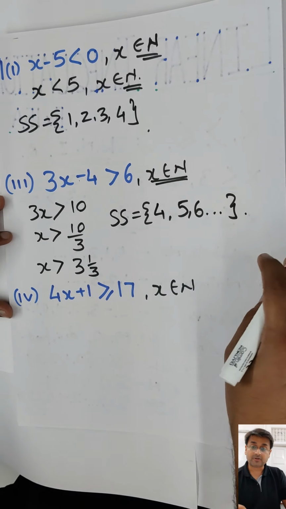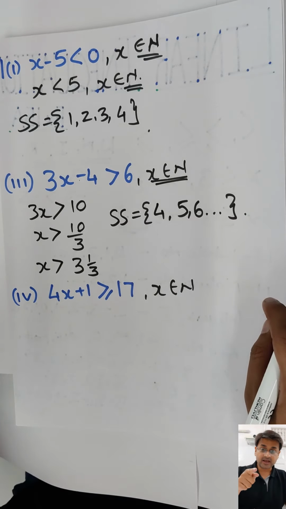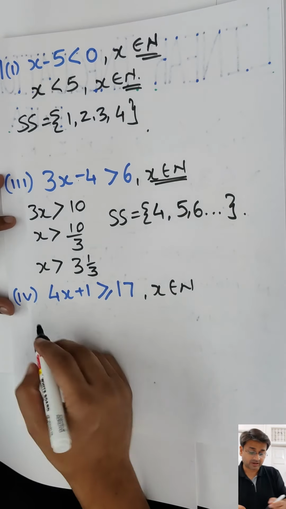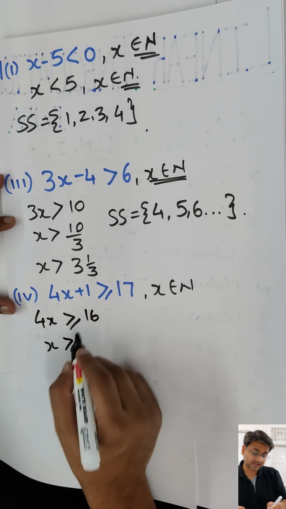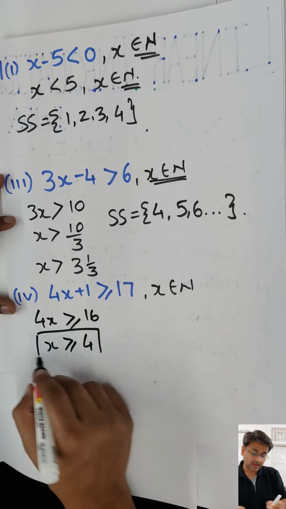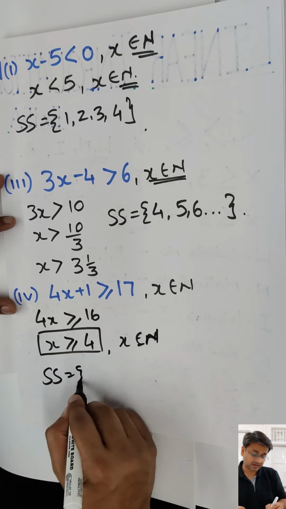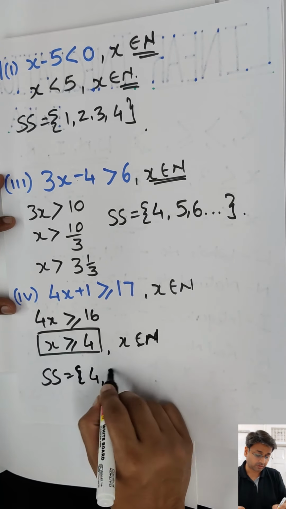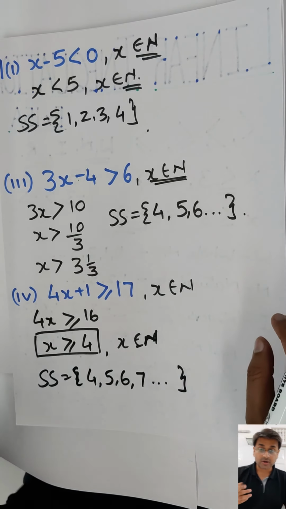Come on, 1 part 4. How many of you are racing with me? I'll give you 5 seconds. Go ahead and hit it before me. 1, 2, 3, 4, 5. Come on, let me begin now. So 4x, 1 goes on the other side, so 16. X is 16 divided by 4, which is 4, and x belongs to natural number. So therefore my solution set: x is bigger than or equal to 4. So I'll have to start with 4, 5, 6 till infinity since it's bigger, not smaller.